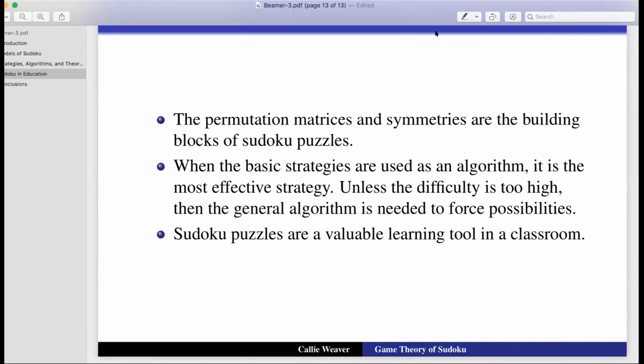Any questions? Thank you, Callie. From Dr. Walters, where he's asking, do you like to do these kinds of puzzles?